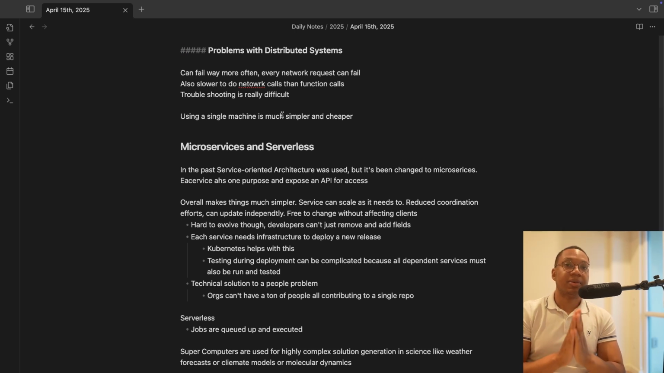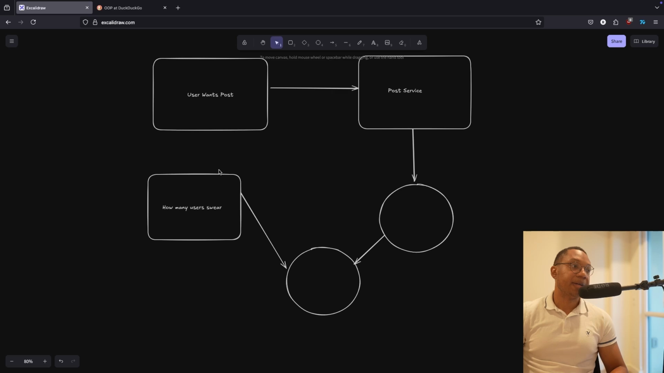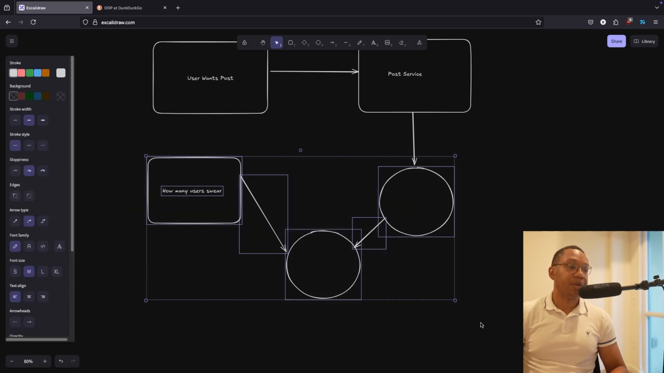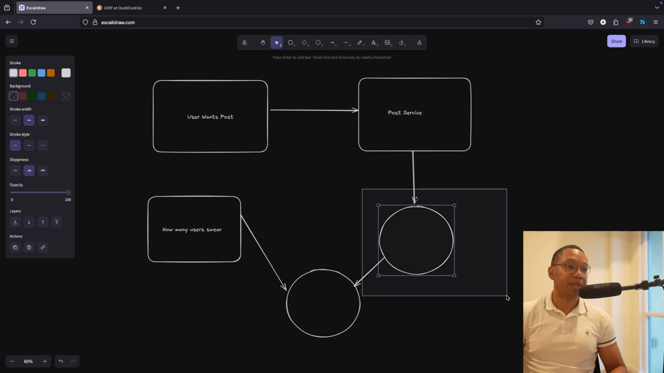Okay, so let's talk about the problems with distributed systems, because this is probably one of the biggest parts. There's literally a chapter in version 1 of the book that's dedicated to all the problems that can arise with distributed systems. The idea here is that when you're doing system design, we have this: a user wants to post something, they post, and we put it into the database.